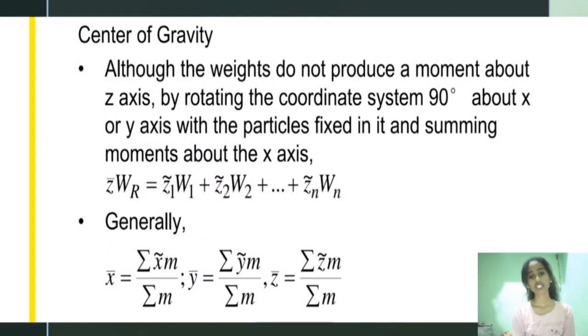Although the weights do not produce a moment about the z-axis, by rotating the coordinate system over 90° about the x or y-axis with the particles fixed in it and summing moments about the y-axis, z bar W_R equals z1 bar W1 plus z2 bar W2 plus zn bar Wn. Generally, x bar equals sigma of x bar m over sigma of m, y bar equals sigma of y bar m over sigma of m, z bar equals sigma of z bar m over sigma of m.